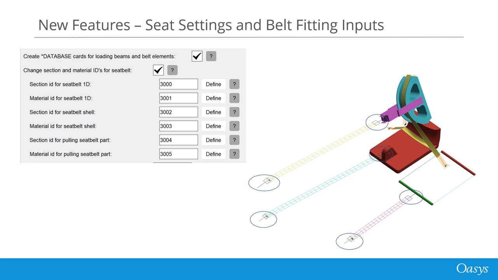Within the seat settings and belt fitting inputs page, you can now create *DATABASE_HISTORY cards for the SBA loading beams and the seatbelt elements. These are circled in the image. Beneath this option, you can now change the section and material IDs for the different parts of the seatbelt. There is also a new option to change the seatbelt thickness, width, and length.